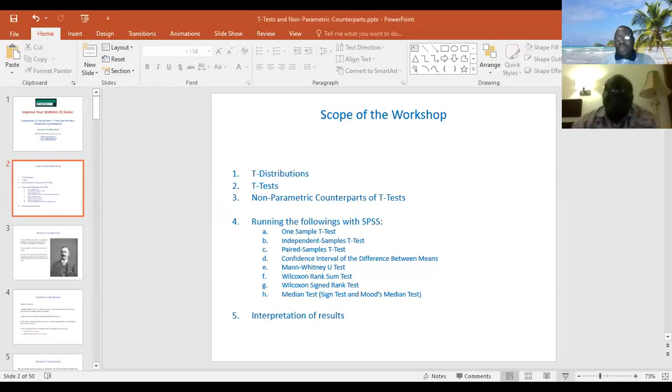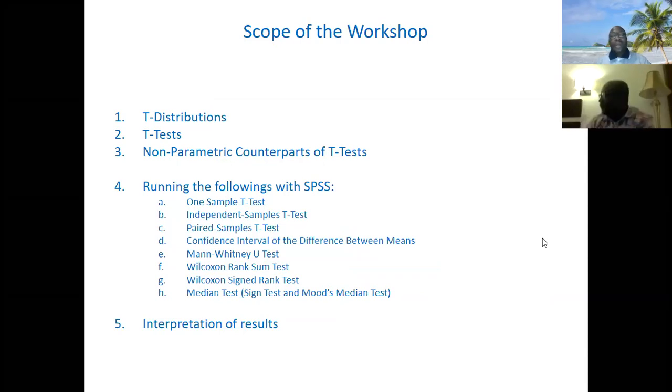So today we'll be looking at t distributions and t tests. Then tomorrow we'll look at the non-parametric counterparts. And the day after tomorrow we'll look at calculation of sample size using WINPEPI.